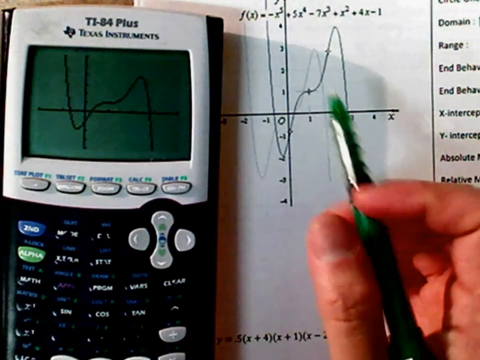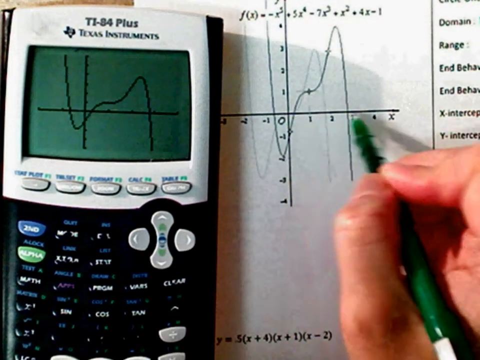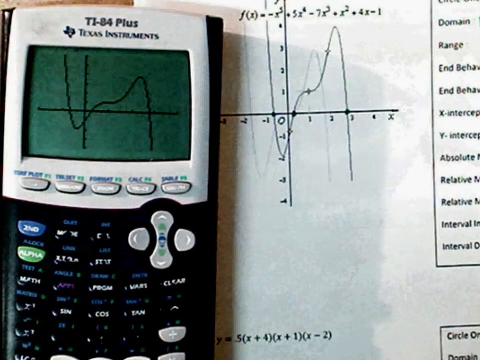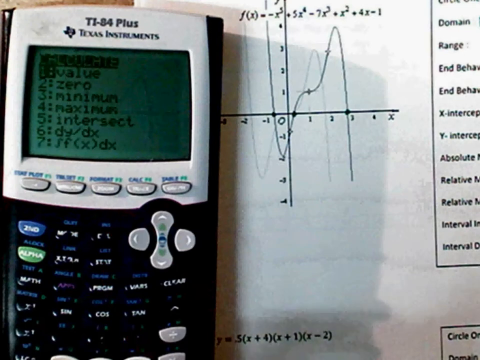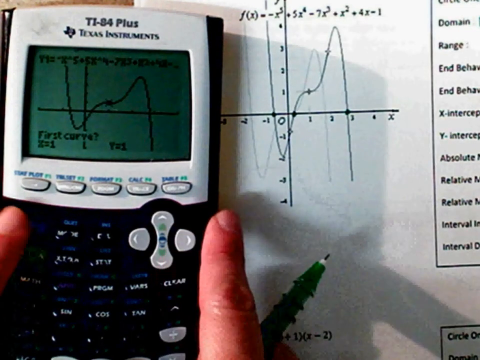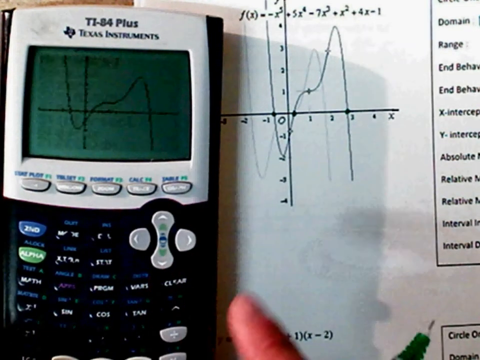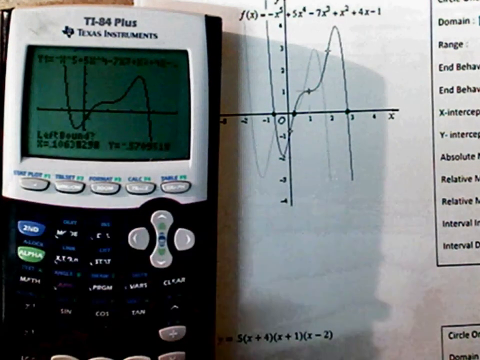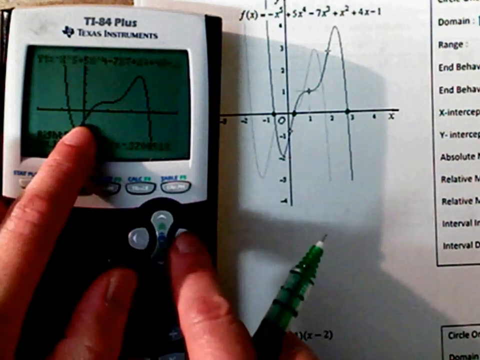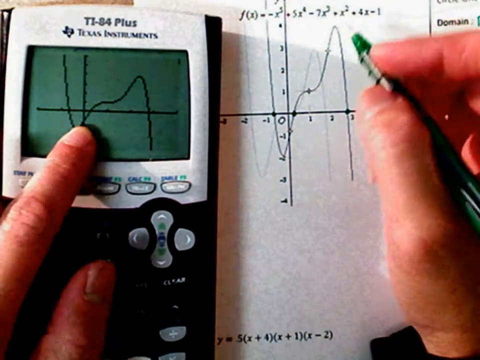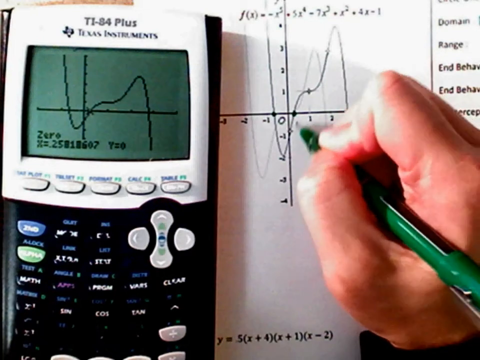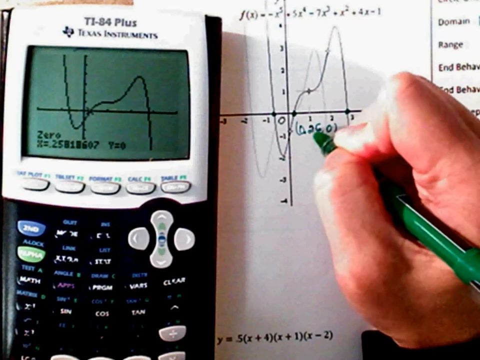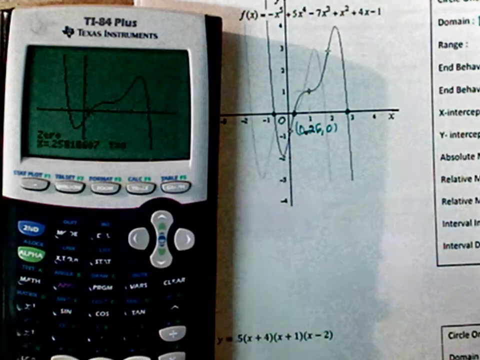You can tell that you don't know where all the zeros are. So let's go ahead and find all the zeros first, and we can label that. Okay? So if you hit second calc, you go to 2. Let me try that again. Second calc, 2, zero, not intersection. Since I'm right here, I'm going to go ahead and find that point. Left bound. Right bound. And that point is 0.26, 0. Okay? Let's go ahead and find the other zeros.